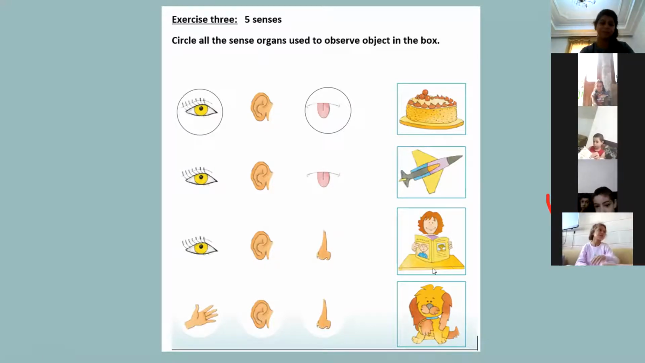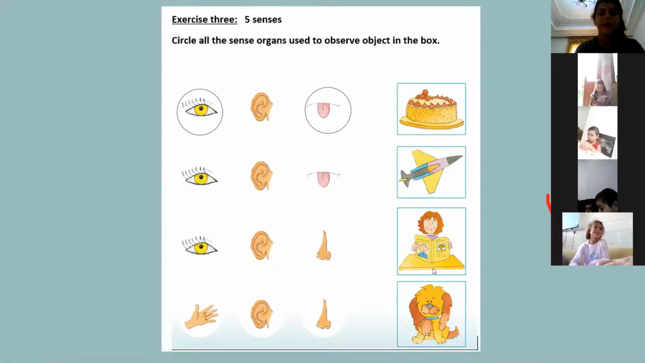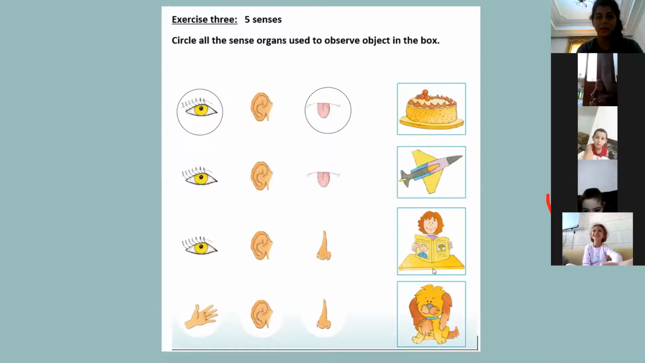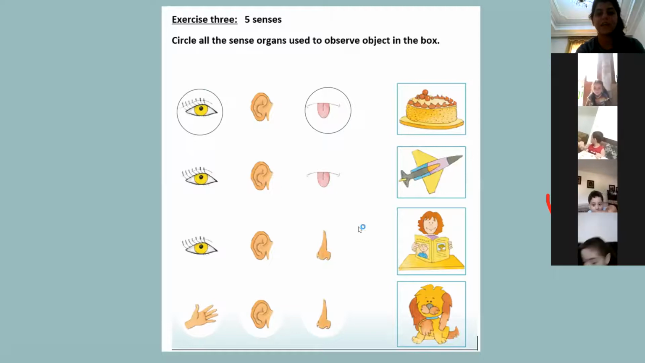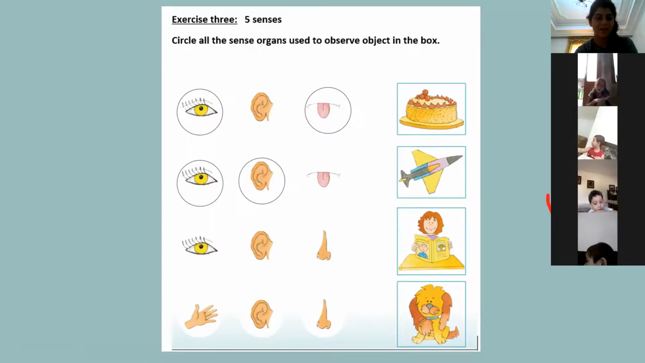Who's going to tell me? Karim. If you want to answer, you can raise the computer hand, but I'm choosing everyone. Karim. Rocket. What are the sense organs that you use to observe the rocket? Hear, see. I see and I hear. No Arabic, Karim. Say I see and I hear the rocket flying. Say it. I see and hear the rocket flying. Okay. Now the girl reading.